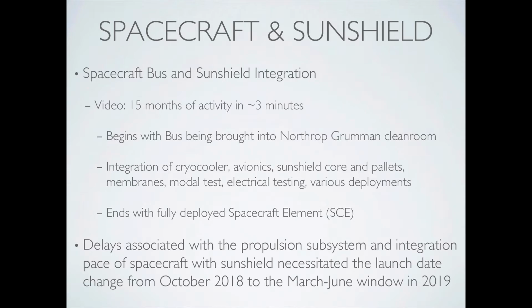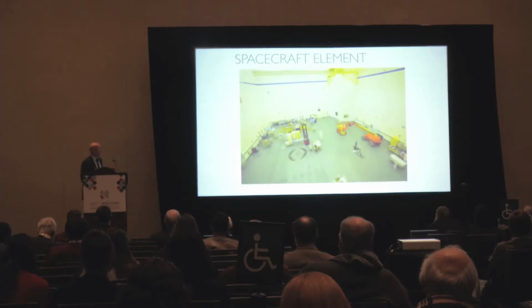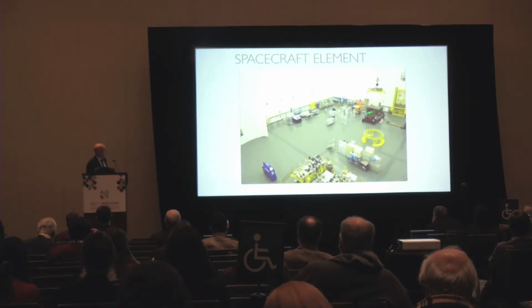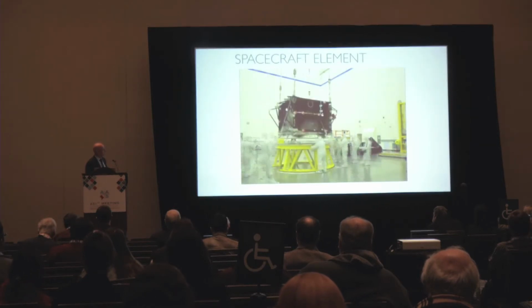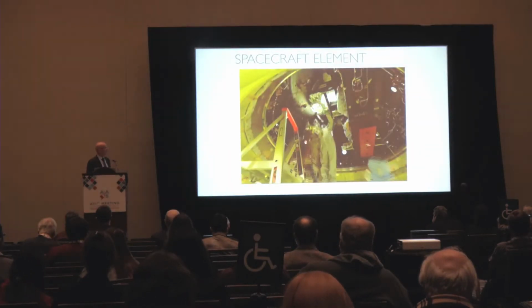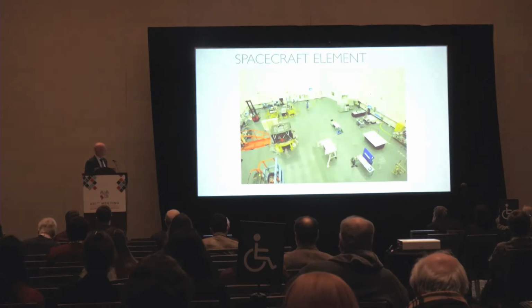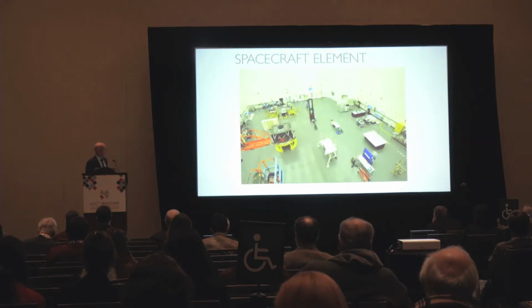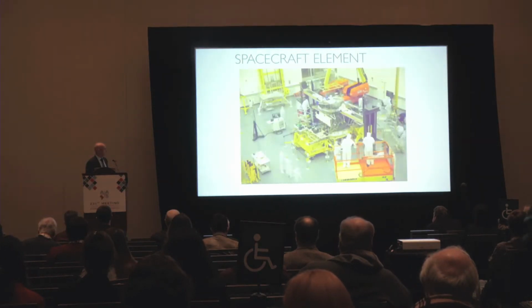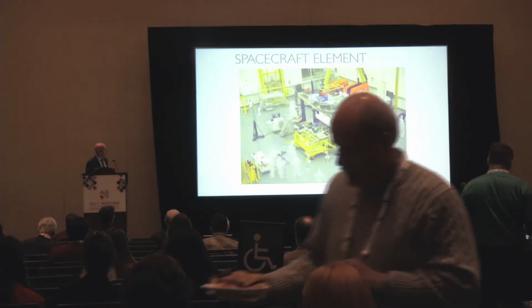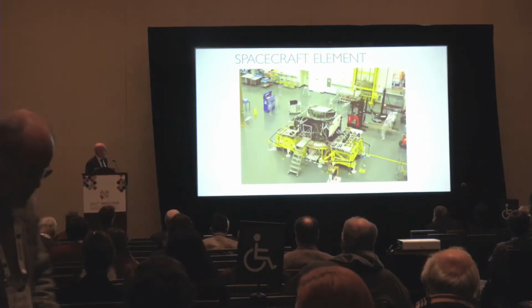And so we'll just start here. So you'll see the spacecraft bus is right here. And there they'll put it on this stand where they'll begin all the integration activities. The cryo cooler going in. You can start to see some of the avionics, the electronics here. There's the core of the sunshield.